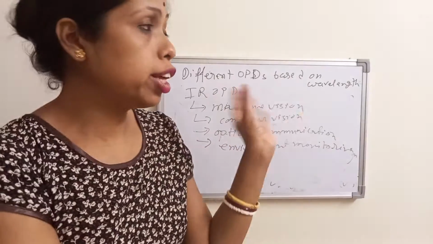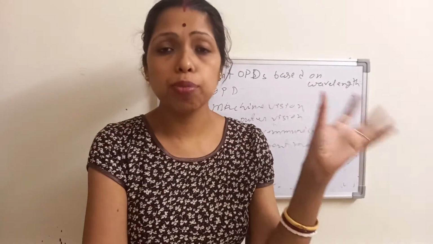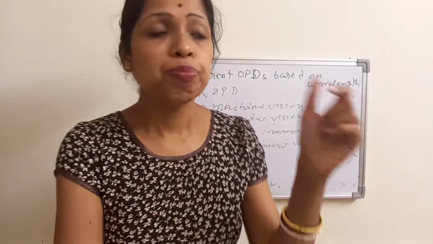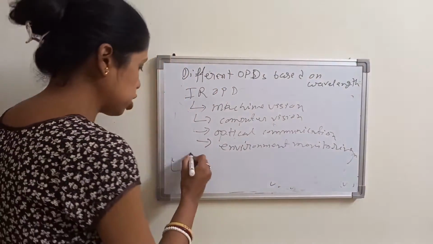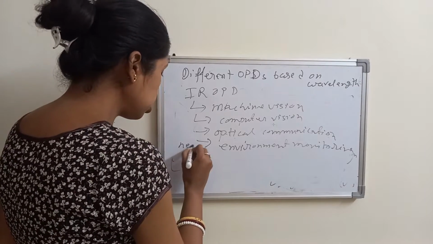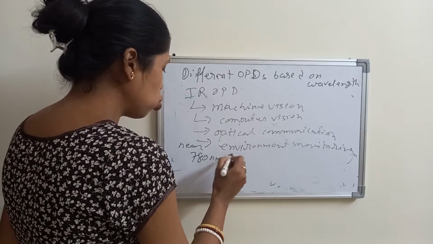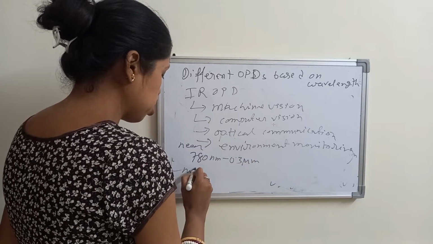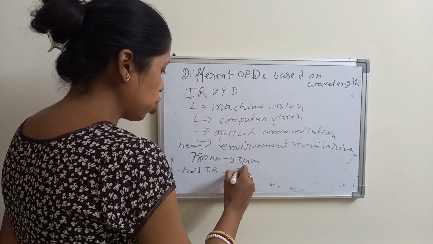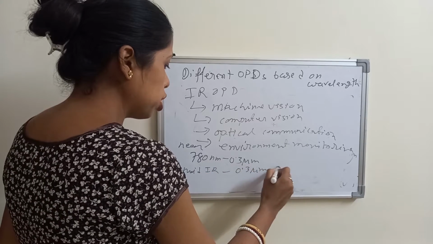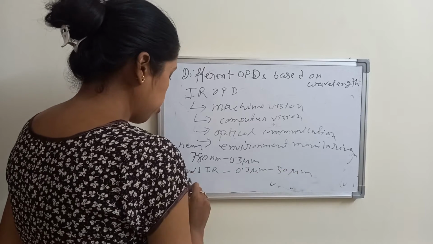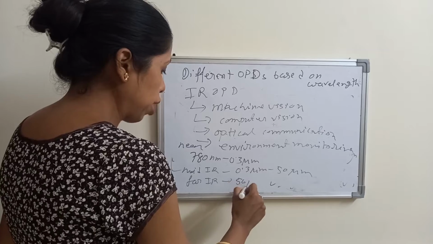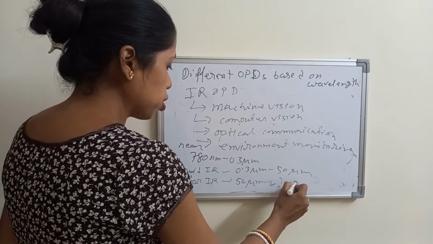If you think about the IR region, there are three regions. One is the near infrared, which is 780 nanometer to 3 micrometer. Mid infrared, mid IR, is 3 micrometer to 50 micrometer. Far infrared, far IR, is 50 micrometer to almost 1 millimeter.